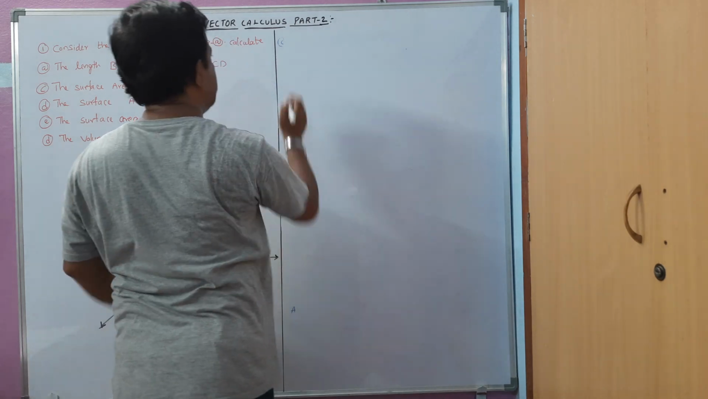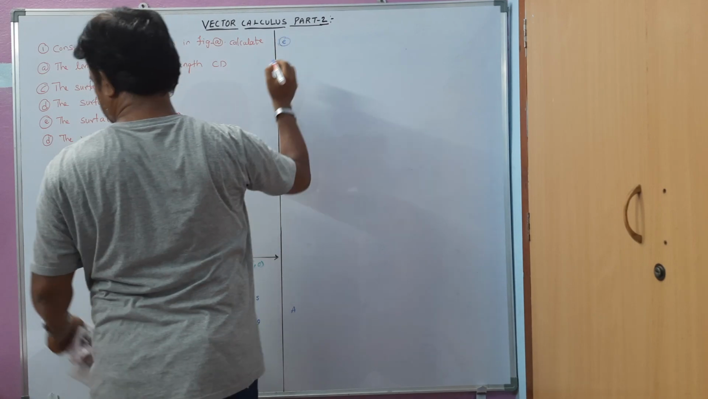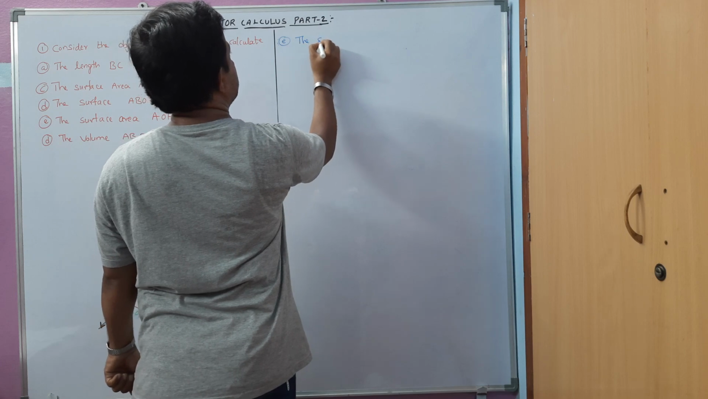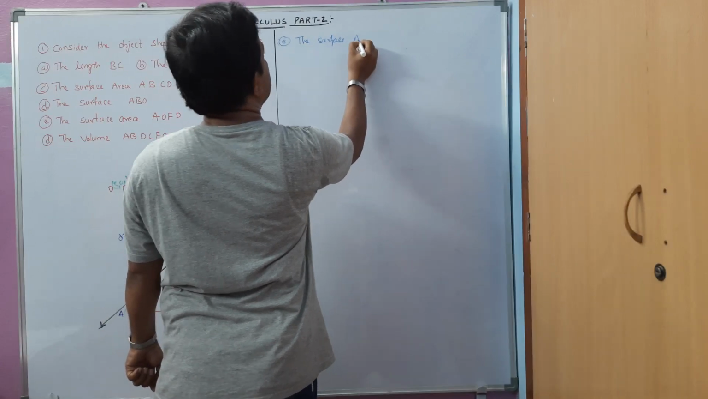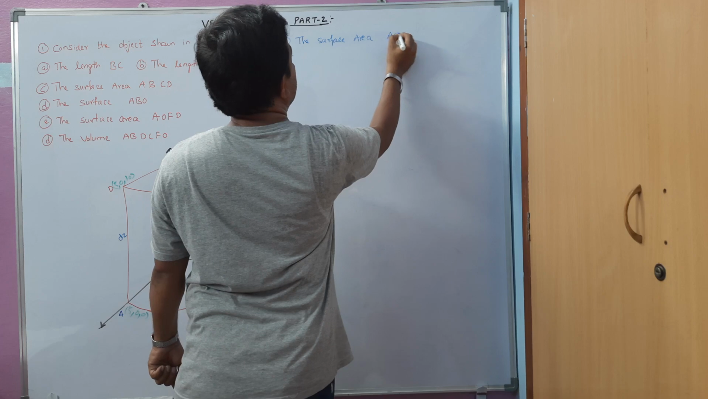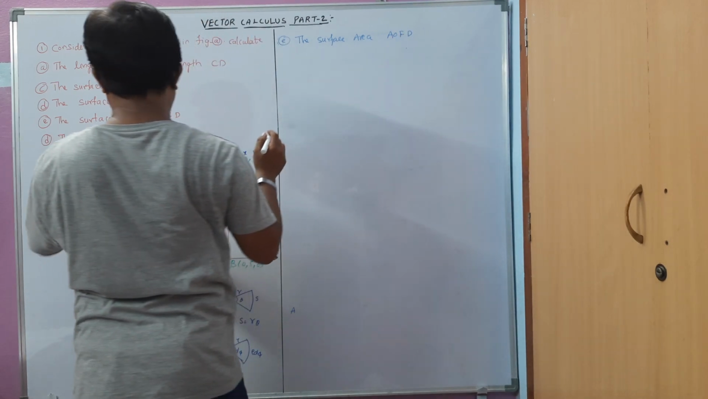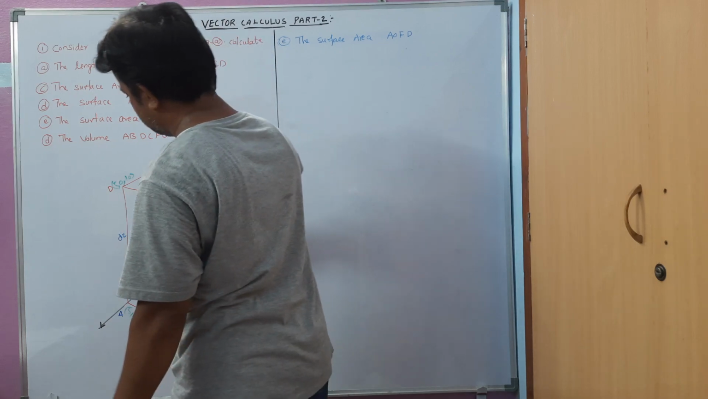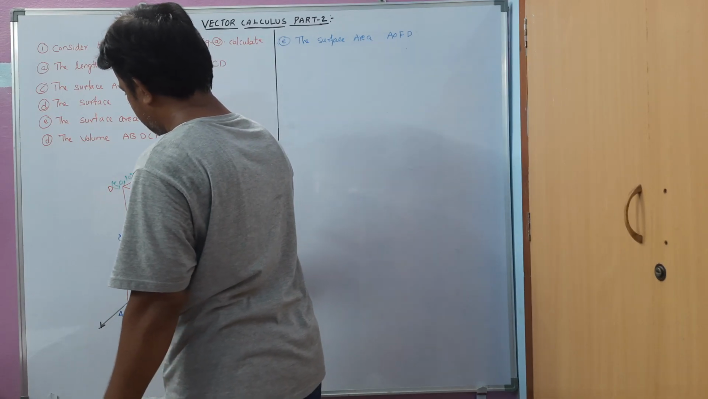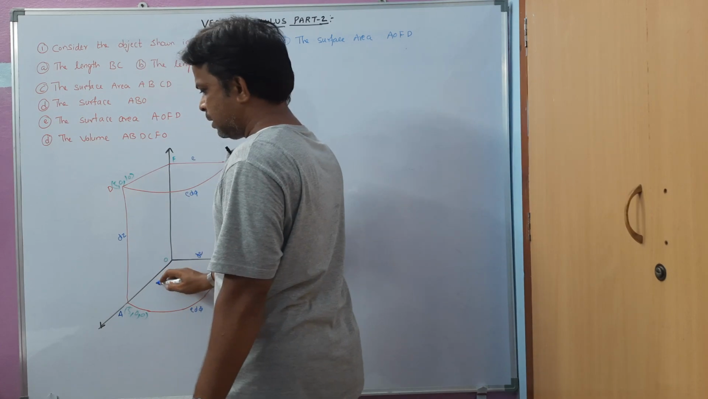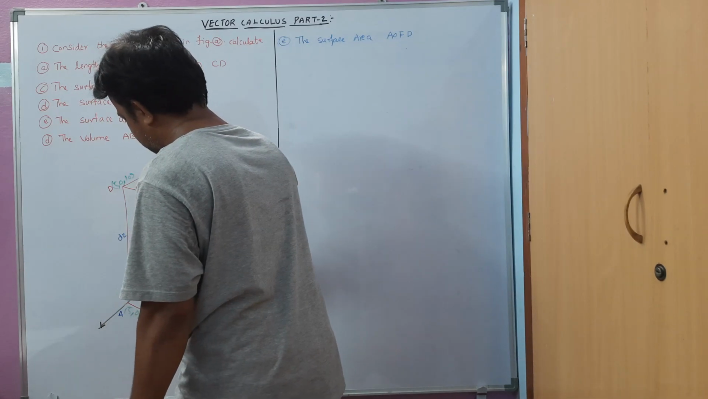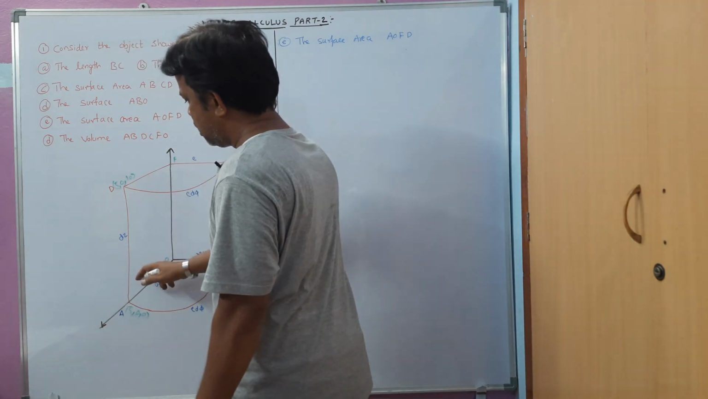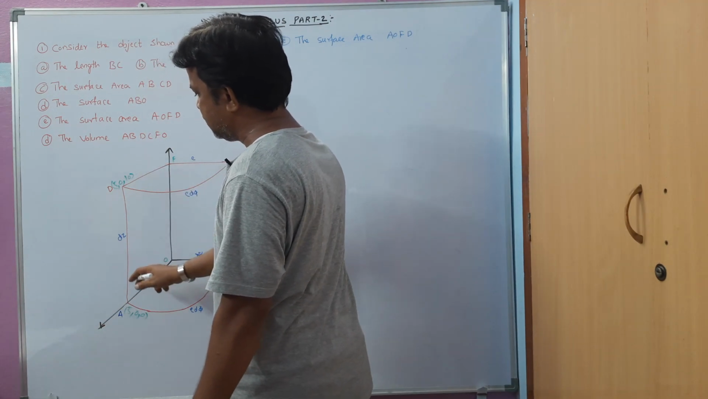Now I will take the E problem. E is the surface area AOFD. If you see here, we have dz and d rho. The displacement along this direction is d rho, and along this direction the displacement is dz.